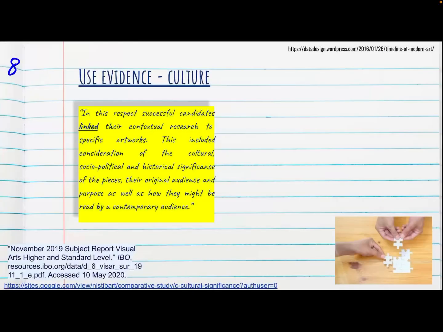Using evidence. So in this respect, successful candidates linked their contextual research to specific artworks. This included a consideration of the cultural, socio-political, and historical significance of the piece, their original audience and purpose, as well as how they might be read by a contemporary audience. Remember, we're putting our pieces of the puzzle together.